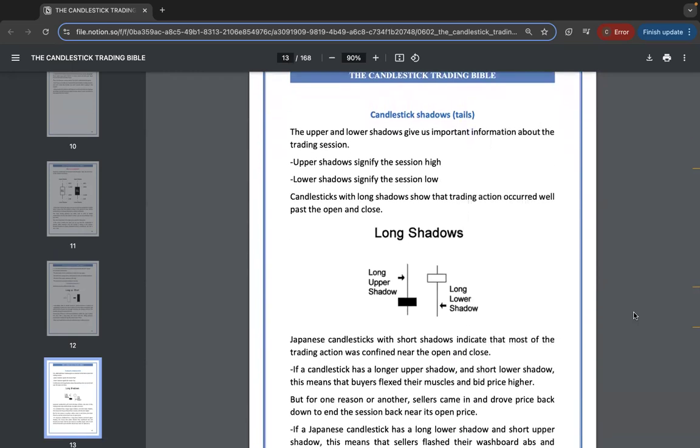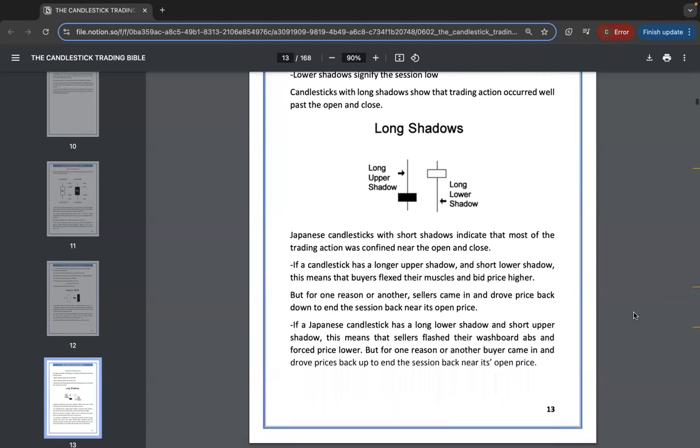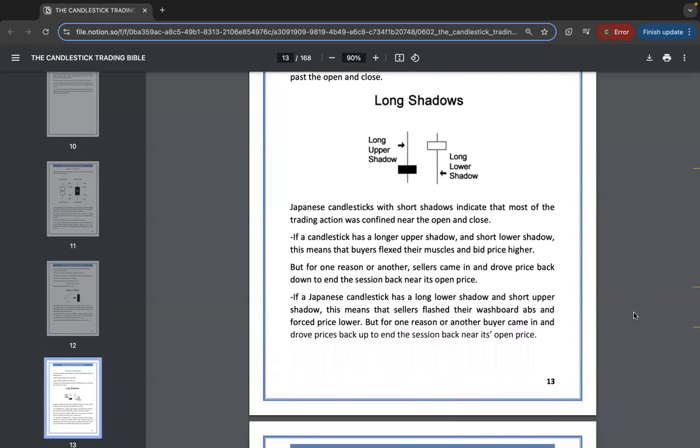Candlestick shadows, or tails. The upper and lower shadows give us important information about the trading session. Upper shadows signify the session high, and lower shadows signify the session low. Candlesticks with long shadows show that the trading action occurred well past the open and the close. Japanese candlesticks with short shadows indicate that most of the trading action was confined near the open and the close.